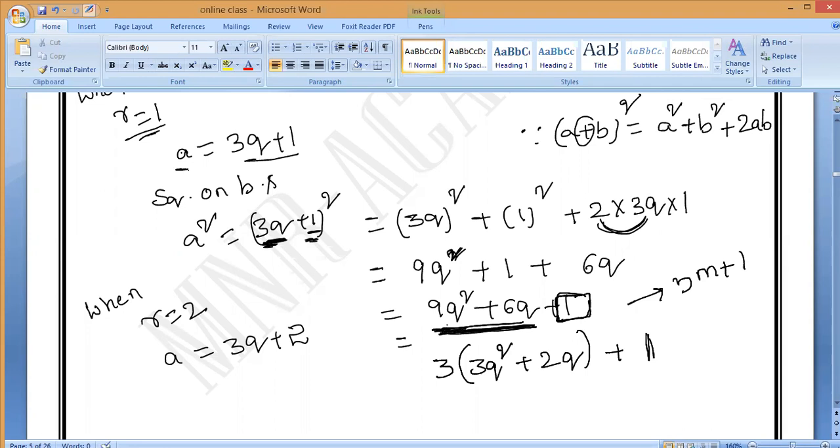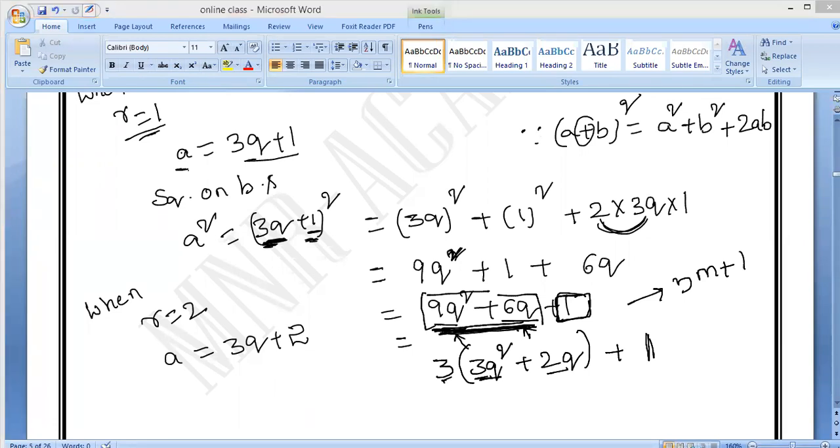The remaining terms are 9q square and 6q. Take 3 common from these two terms. The first term is 3 into 3q square, that is 9q square, and the second term is 3 into 6q... 3 into 2q is 6q. Do you understand? If possible, for the second one also we can use 3m.